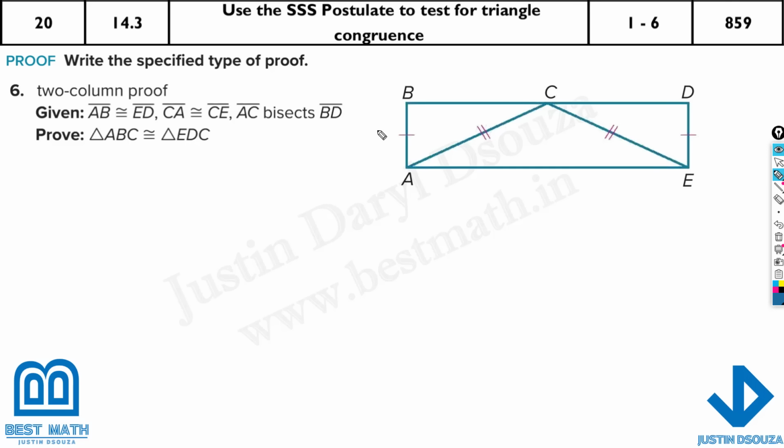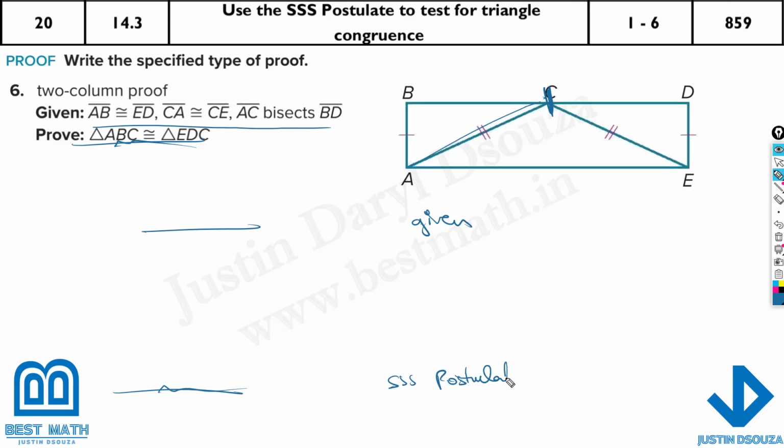Here we have, again, now they have told, the line AC is bisecting BD. What happens? Bisection means cutting into half, equal parts. So here as well, you need to write first given. This is all given. The last one is SSS postulate. What is in between? I'll write over here BC is congruent to DC or CD. The lines are congruent. Why? That is the definition of bisection. Definition of bisectors, because AC is a bisector.